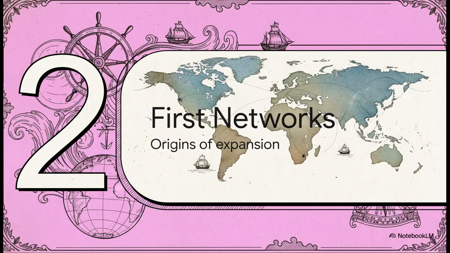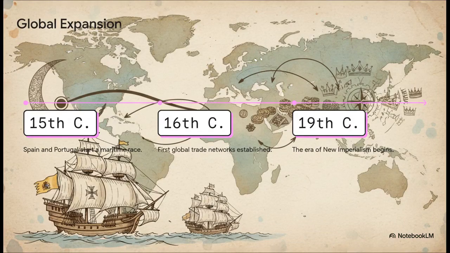Moving right along to Section 2, the first global networks. Let's look at when this all really kicked off. Back in the 15th century, the most advanced European maritime powers, Spain and Portugal, began this totally unprecedented race of exploration. And they weren't just sailing for the thrill of it, right? The rising Ottoman Empire was heavily taxing the traditional overland routes to the east. This effectively forced Spanish and Portuguese explorers to seek out completely new oceanic routes just to access those highly lucrative spice and silk markets in India and China.